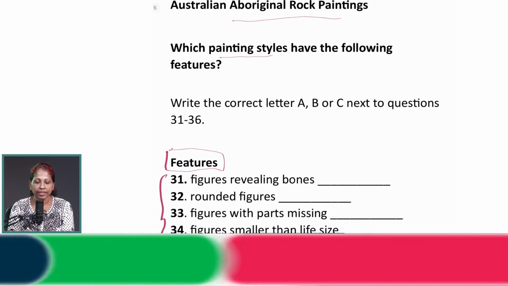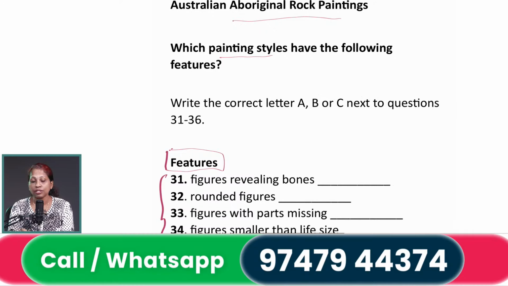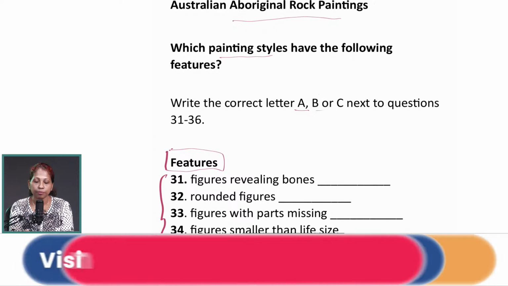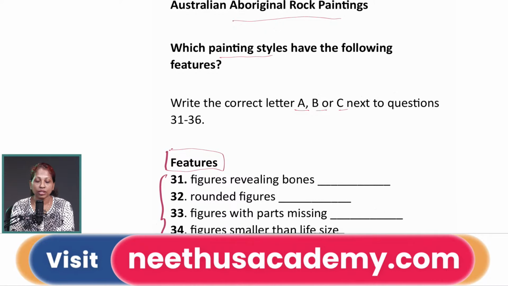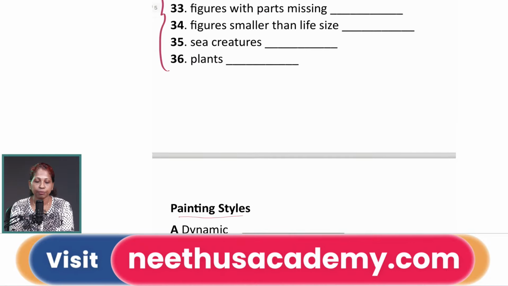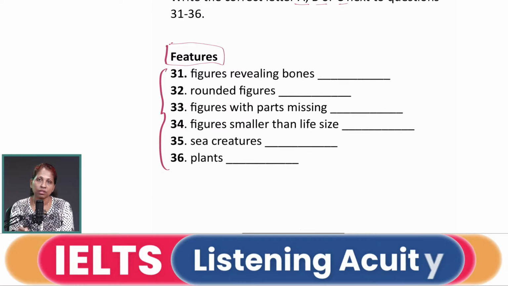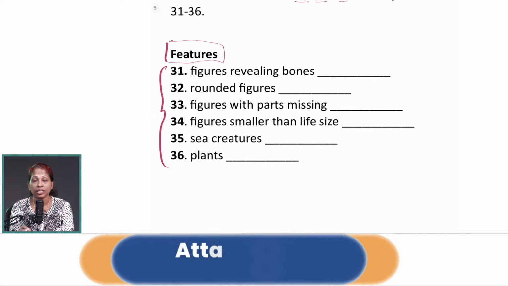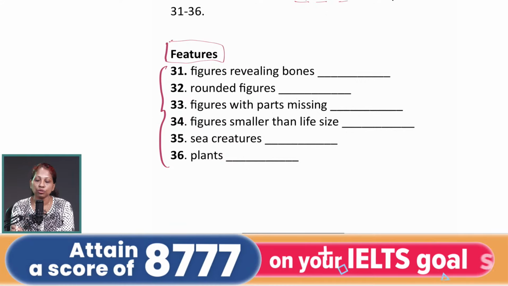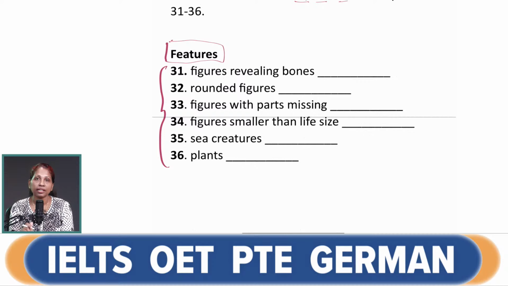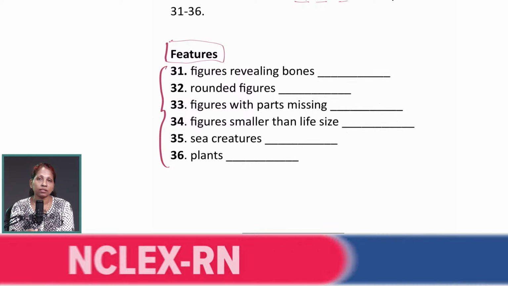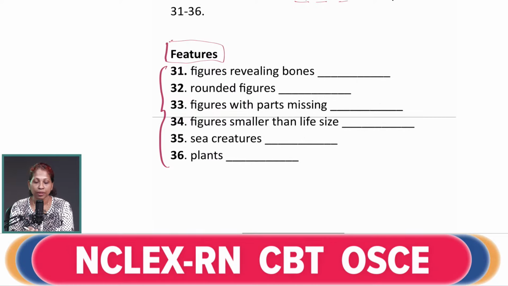So let's go. Write the correct letters. Now, what is the instruction for writing the answers? Writing the correct letter A, B or C. Now, if A is dynamic painting, right, so imagine, let's take that figures revealing bones are option A. So instead of writing dynamic, you will definitely write the option in your answer sheet. Next to 31, you will write A. You will not write the phrase or the word. You will write the correct letter for that answer. Right, that is how you will write the answer.